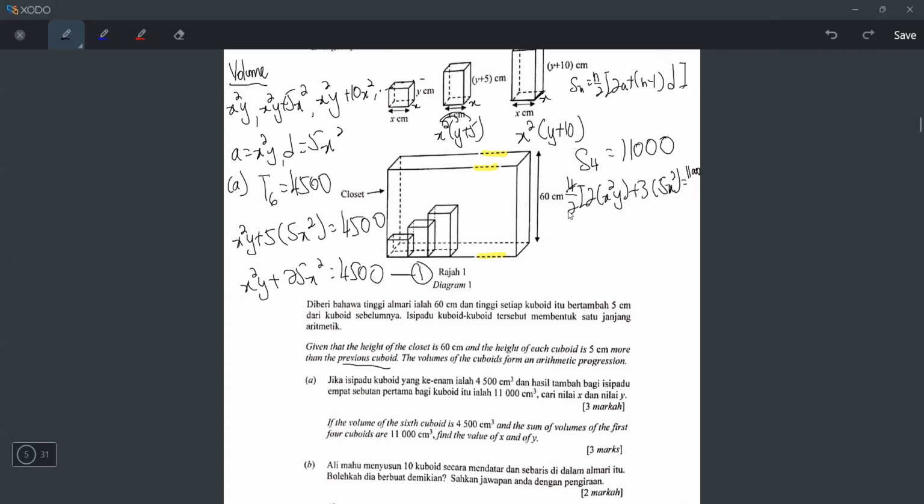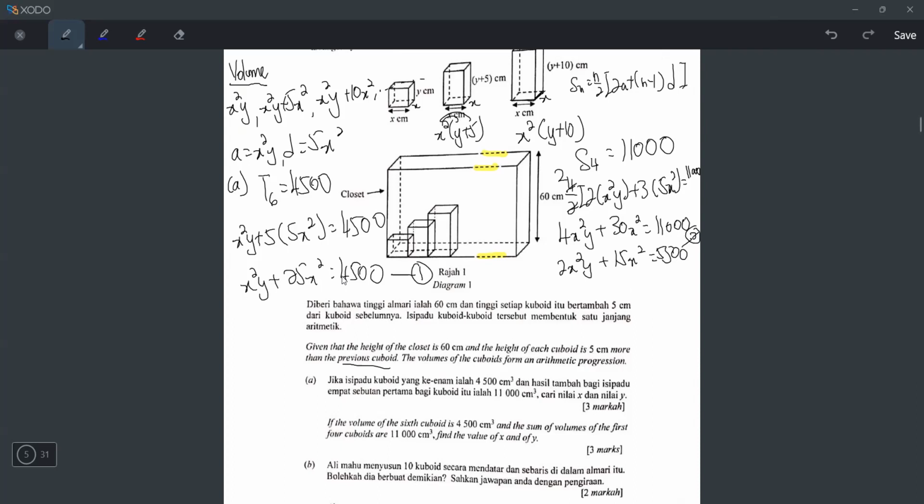So 4 divided by 2 is 2. And here is 2x squared y, so 2 times 2x squared y is just 4x squared y, plus 15x squared times 2, which is 30x squared, equals 11,000. Before I call it equation 2, I can see I can simplify here. I can divide everything by 2. So I get 2x squared y, then 15x squared, and divide this by 2. Let's use my calculator: 11,000 divided by 2 is 5,500. And then I will call this my equation 2.